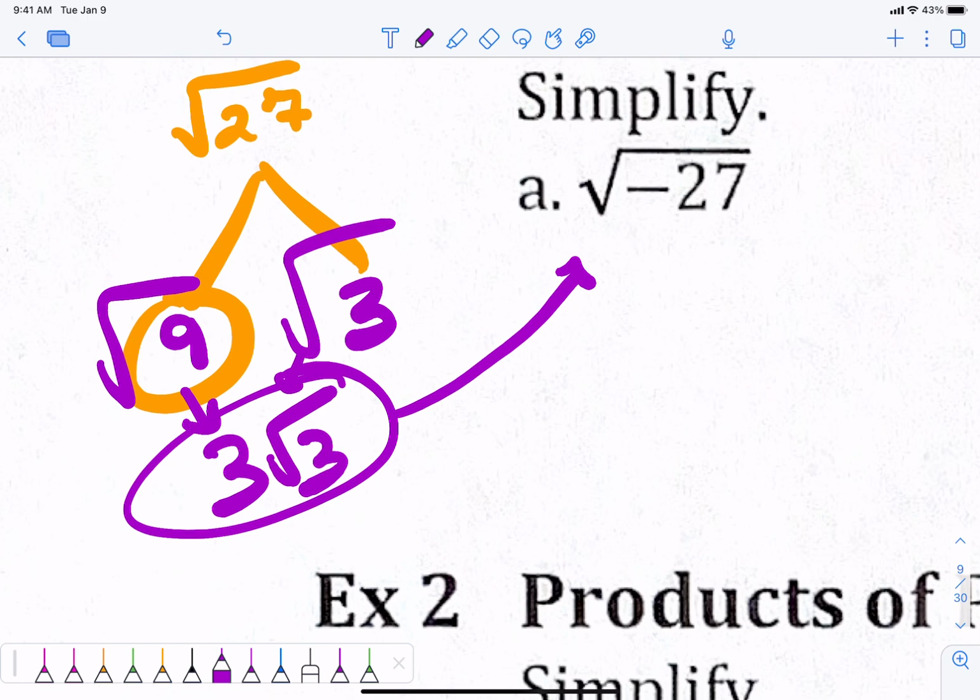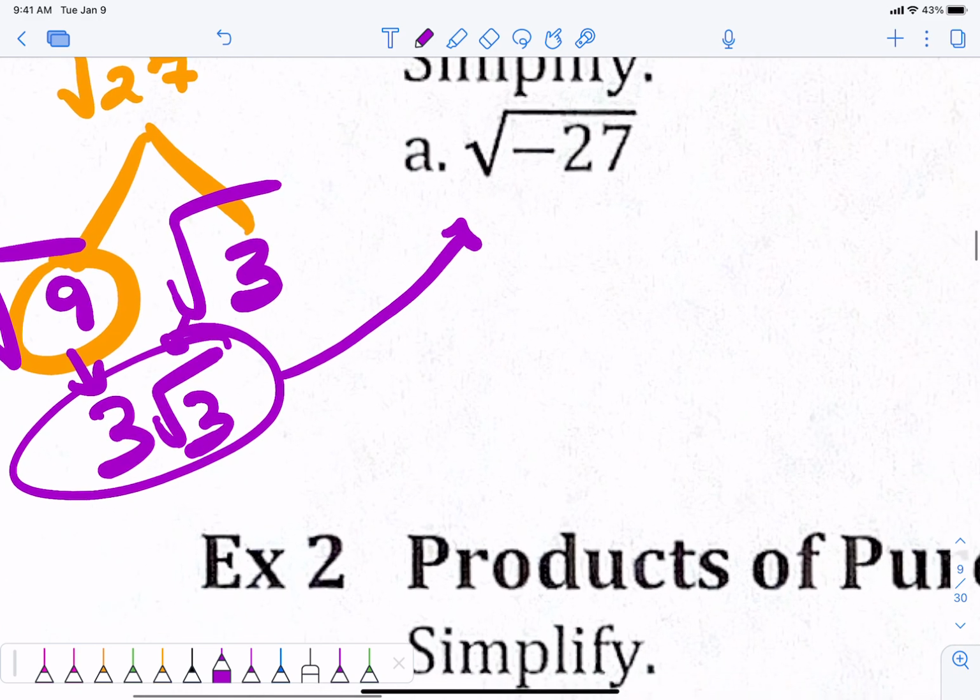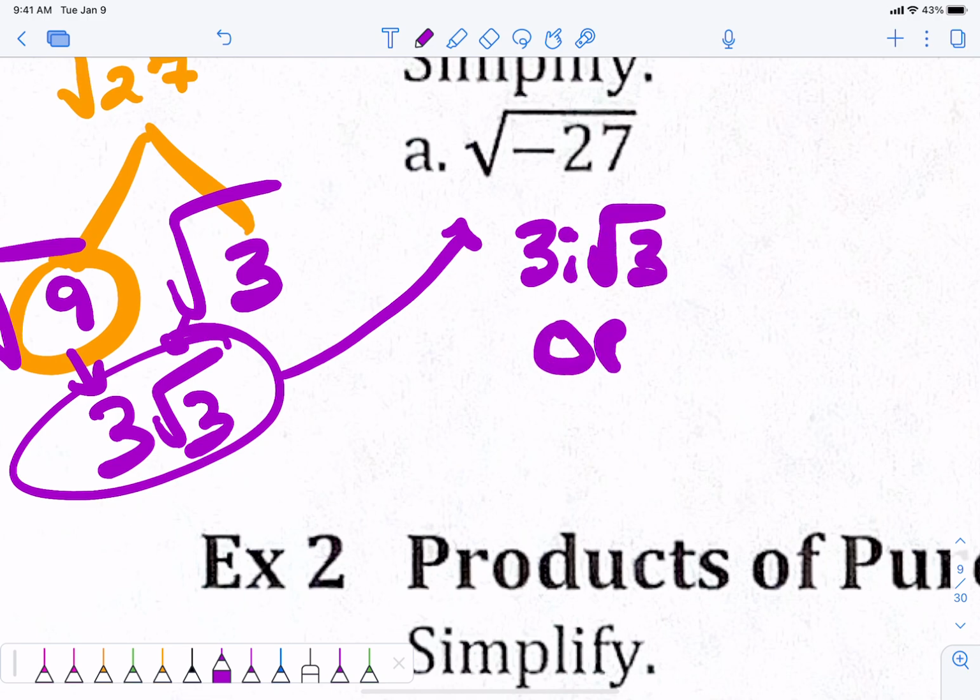So he needs an i. Where do you want to put the i? After the 3. Which 3? First 3. 3i square roots of 3. Or you can say 3 square root of 3i. I don't care, whichever one. Just make sure that on the bottom one, the i isn't underneath. Okay? All right. Moving on. Happy with that? Okay, next.